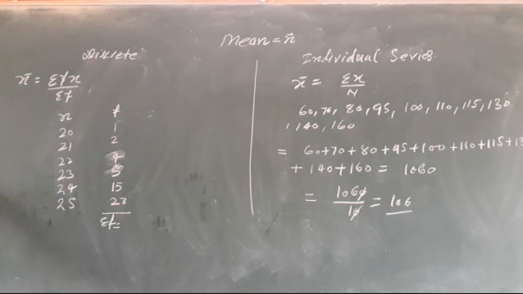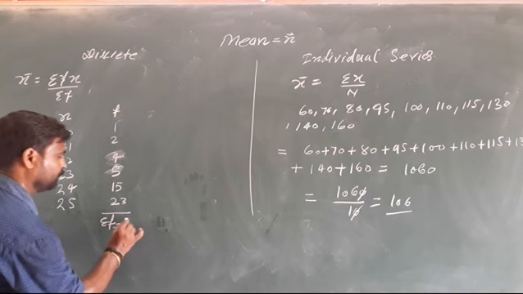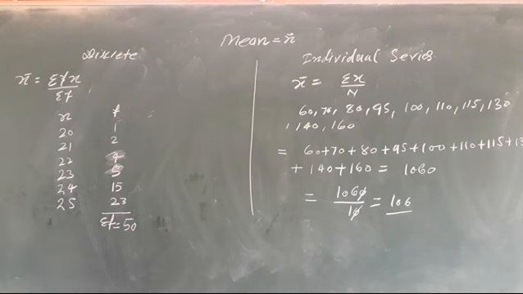Now we will do the total of this: 2 plus 1, 3, 4, 5 plus 15 and 23. Now let's total it. It becomes total 50.